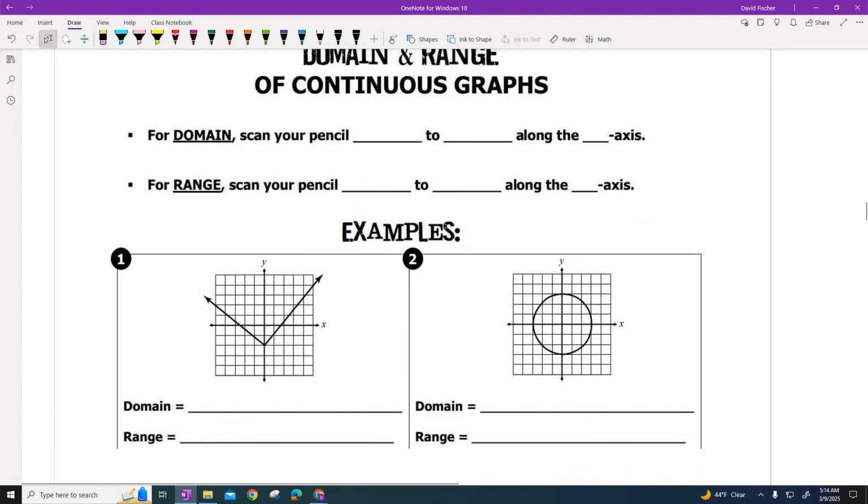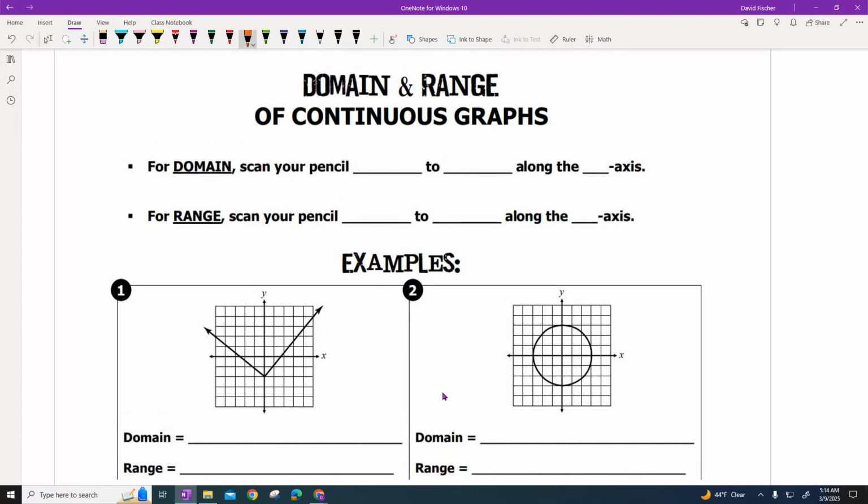So we're going to do domains and ranges, and we're going to scan for domains. We scan with our pencil from left to right. That way everything will be in order. And x means domain. When I do my domain from left to right, then things are already in order, especially when I do my discrete graphs. When I do my range, I encourage you to scan from the bottom to the top. And you'll see why here in a little bit.